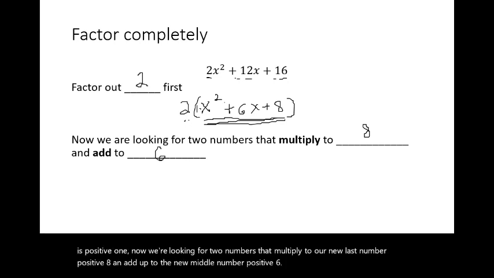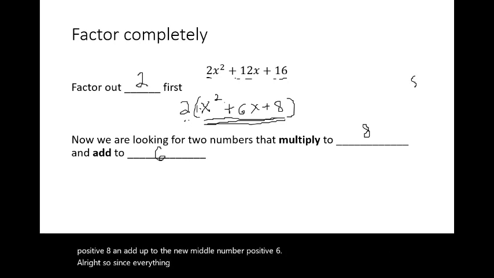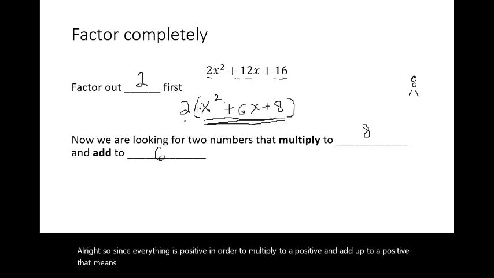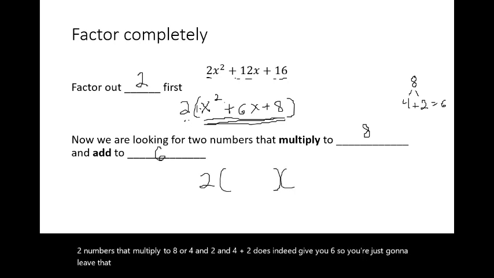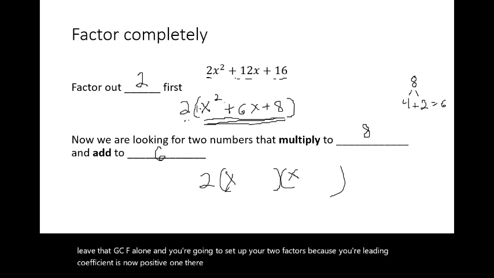All right, so since everything is positive, in order to multiply to a positive and add up to a positive, that means both of the factors need to be positive. Two numbers that multiply to 8 are 4 and 2, and 4 plus 2 does indeed give you 6. So you're just going to leave that GCF alone, and you're going to set up your two factors. Because your leading coefficient is now 1, there is an x here and an x here.